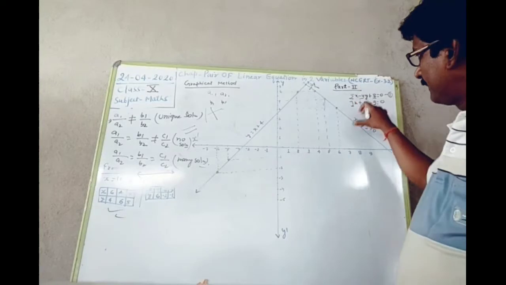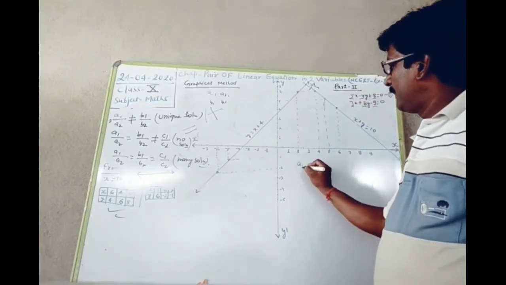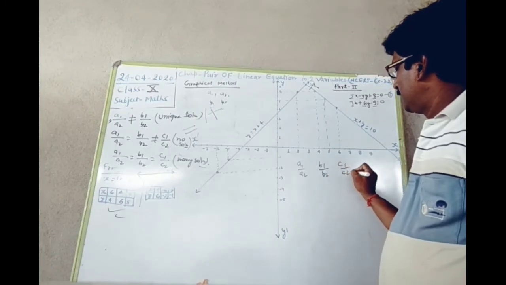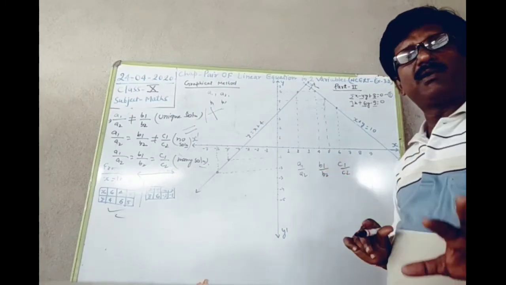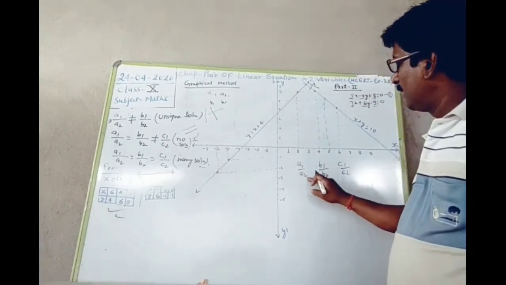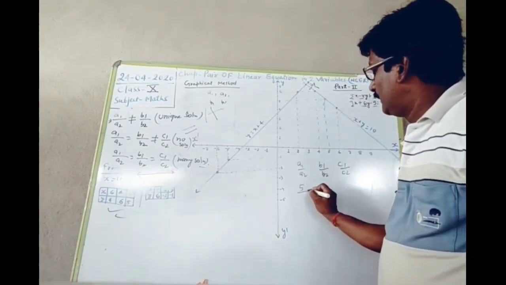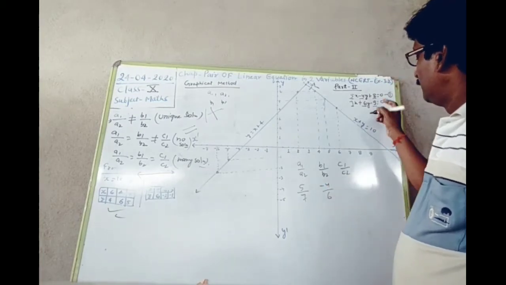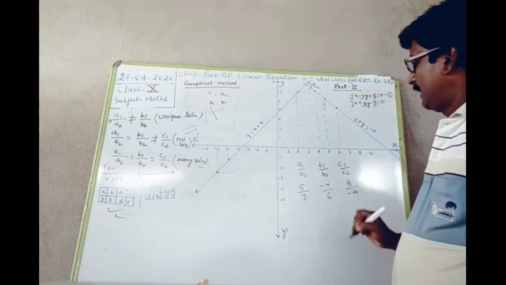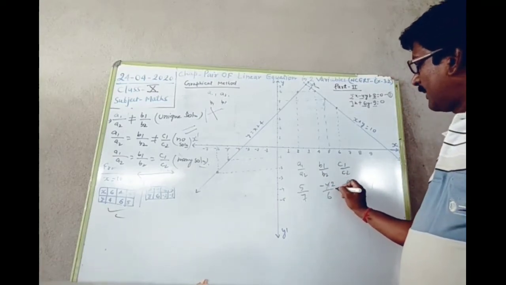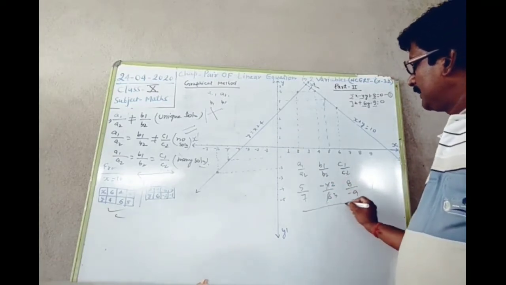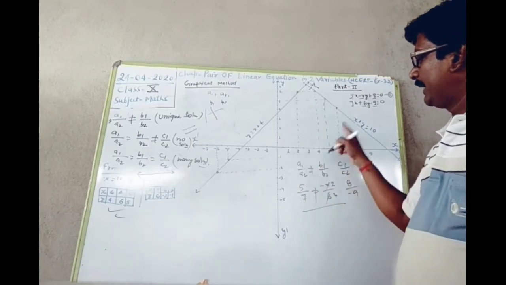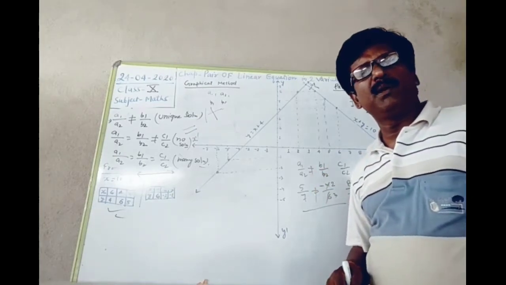So first I make the ratios A1 by A2, B1 by B2, and C1 by C2. Initially don't put any sign. First you make the ratio A1 by A2. So A1 is 5, A2 is 7, B1 is minus 4, B2 is 6, C1 is 8, C2 is minus 9. So now see, after having them in simplest form, what do we observe? This is not equal to. If this is not equal to, then it can be understood here A1 by A2 is not equal to B1 by B2.